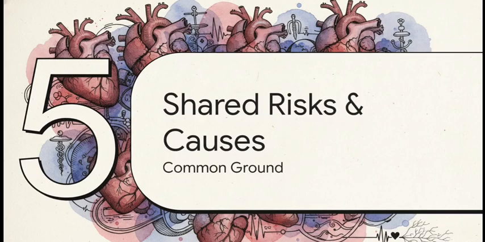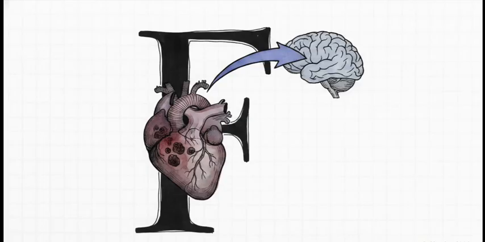We've spent a lot of time on their differences, but let's shift our focus to what they have in common. Section 5, Shared Risks and Causes. The most critical shared risk is actually written right into their names. The F in both fibrillation and flutter stands for forms clots. Because both of these abnormal rhythms prevent the atria from contracting normally, blood just sort of stagnates and pools in the heart. And as we know, stagnant blood forms clots. Both of these conditions can throw those clots directly to the brain, causing a very high risk of stroke. It's absolutely crucial to remember that.